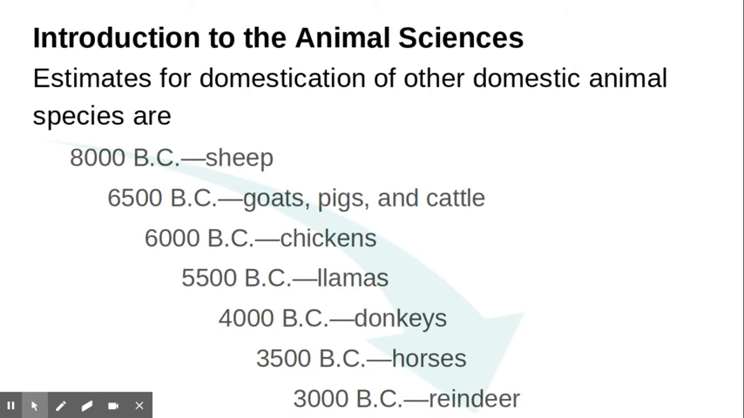On this particular slide, you can see the estimated dates for domestication of many animals that we will be studying in animal science. One of the first animals to be domesticated was sheep, followed by goats, pigs and cattle, chickens, llamas, donkeys, horses, and even reindeer.